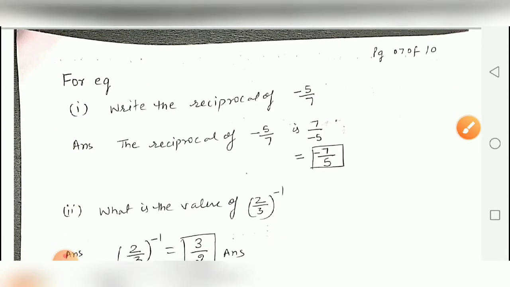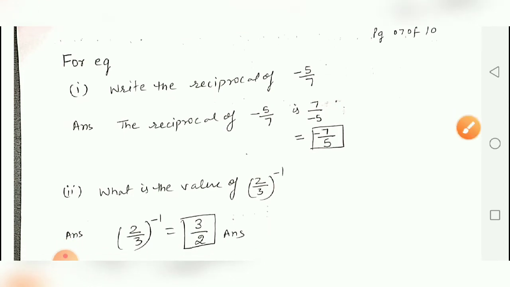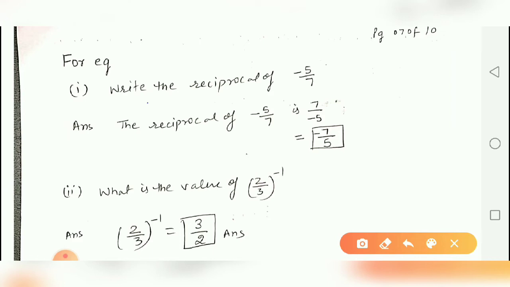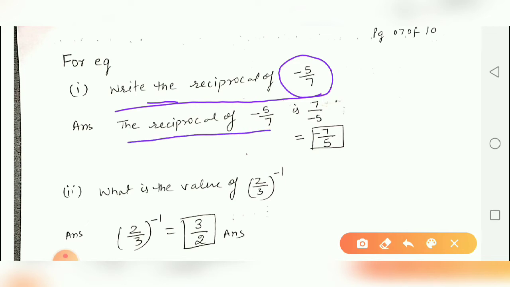So now let us take some examples. The first one: write the reciprocal of -5 upon 7. So the reciprocal of -5 upon 7 is 7 upon -5, and we know that we should not write negative in the denominator, so we will convert its denominator from negative to positive by multiplying -1 to the numerator and denominator both, and we will get this as an answer.